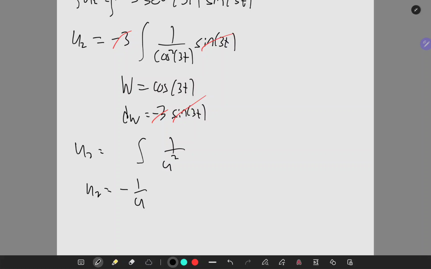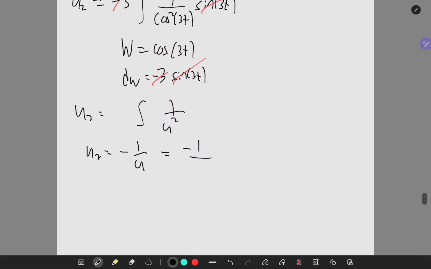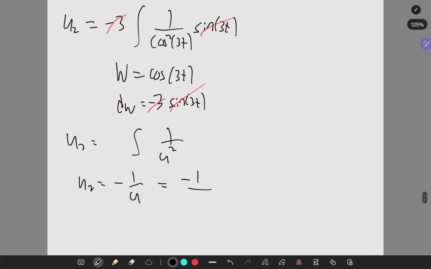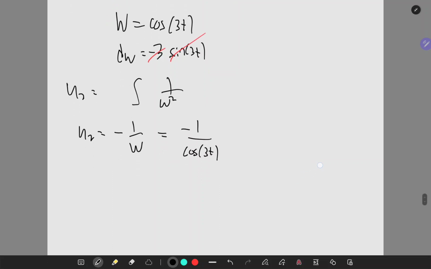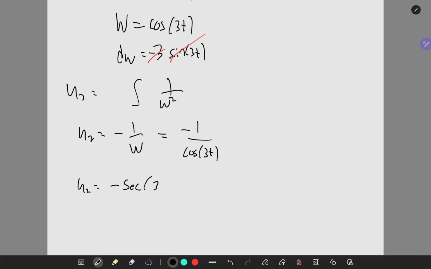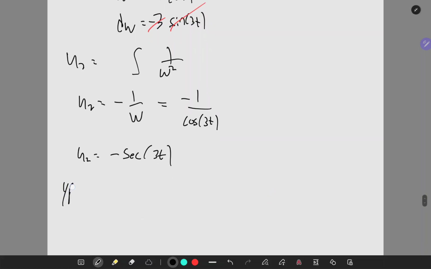So then we plug back in. I'm sorry, this is supposed to be a w. We use w sub. -1 over cosine of 3t. All right, so we have our u2. We can rewrite that as negative secant of 3t, right? Yeah, and then we just do our y sub p, and we're almost done.